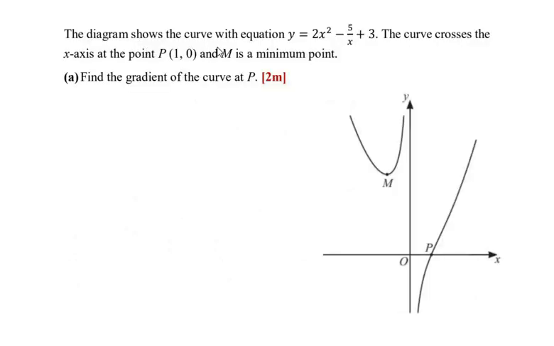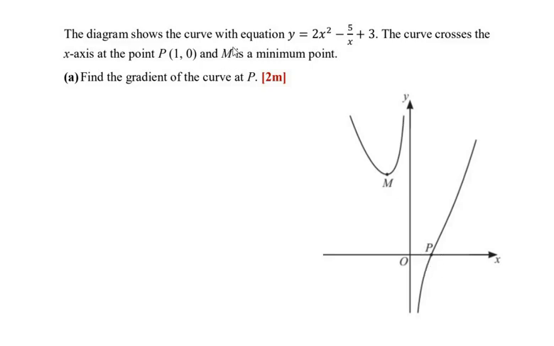The diagram shows the curve with equation y = 2x² − 5/x + 3. The curve crosses the x-axis at the point P (1, 0) and M is a minimum point. Find the gradient of the curve at point P.